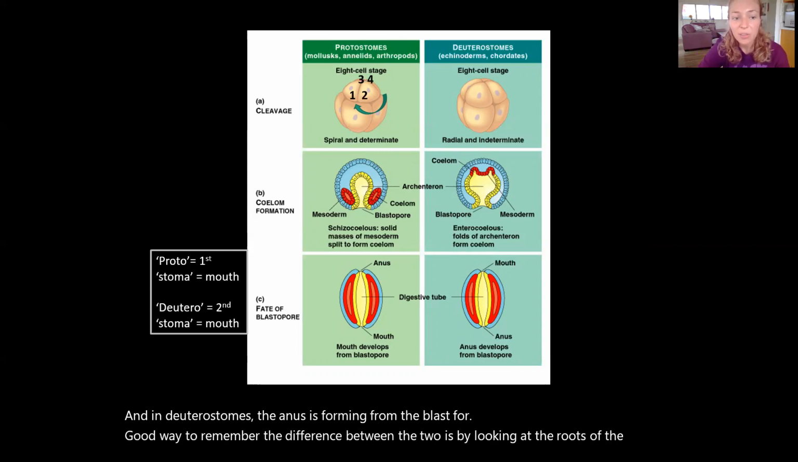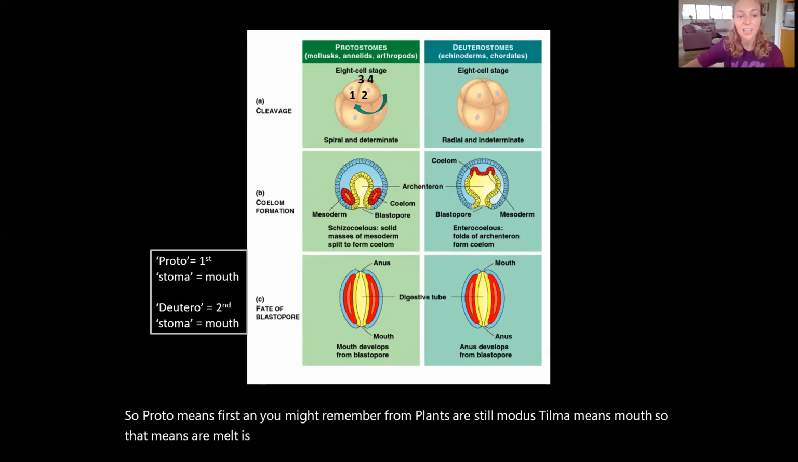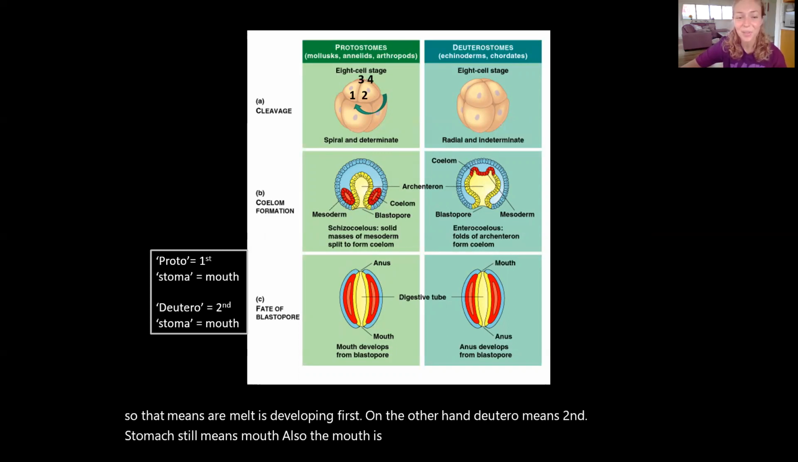So proto means first, and you might remember from plants our stomata. Stoma means mouth. So that means our mouth is developing first. On the other hand, deutero means second. Stoma still means mouth. So the mouth is forming second and the anus is forming first.